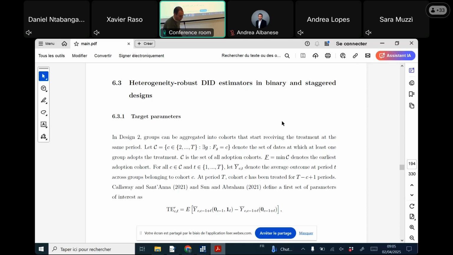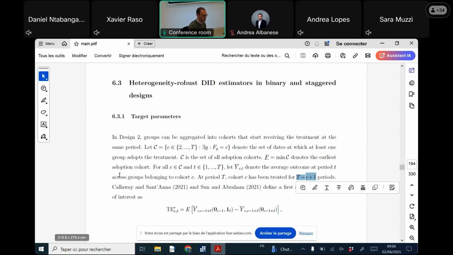So capital C is going to denote the set of adoption dates, the set of dates such that there is at least one group that becomes treated at those dates. We're going to have underline F, which is going to denote the first date when there is at least one group that becomes treated. And we're going to let, for every cohort and time period, Y bar CT denote the average outcome at period T in adoption cohort C. And so at the last time period, the cohort that adopted at C has been exposed to treatment for T minus C plus 1 periods.